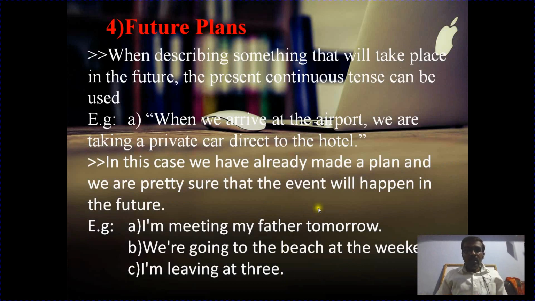Third one, last one, future plans. So future plans can be explained with the help of present continuous form. I'm meeting my father tomorrow. We are going to the beach at the weekend, and I'm planning to schedule my workout tomorrow in my area gym. So you can give a lot of examples when describing something that will take place in the future. I'm meeting my boss tomorrow. I am arriving at the airport by 7 p.m. in the evening. So many examples we can list down.